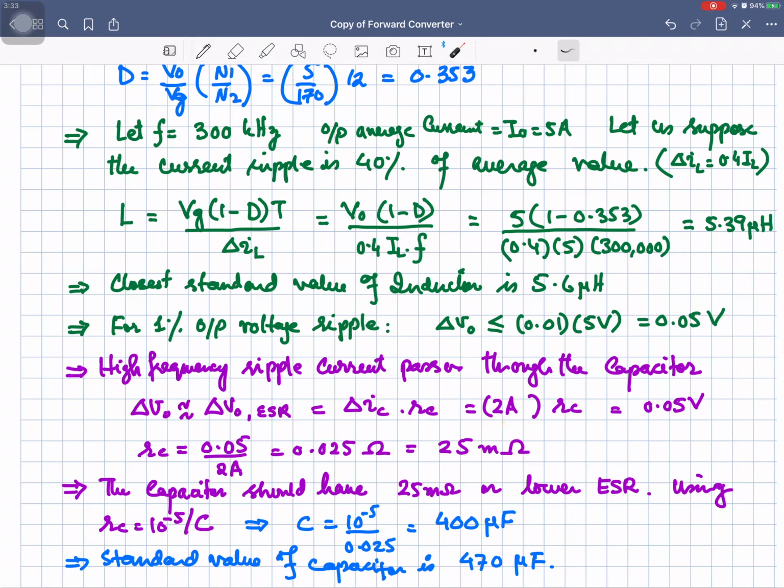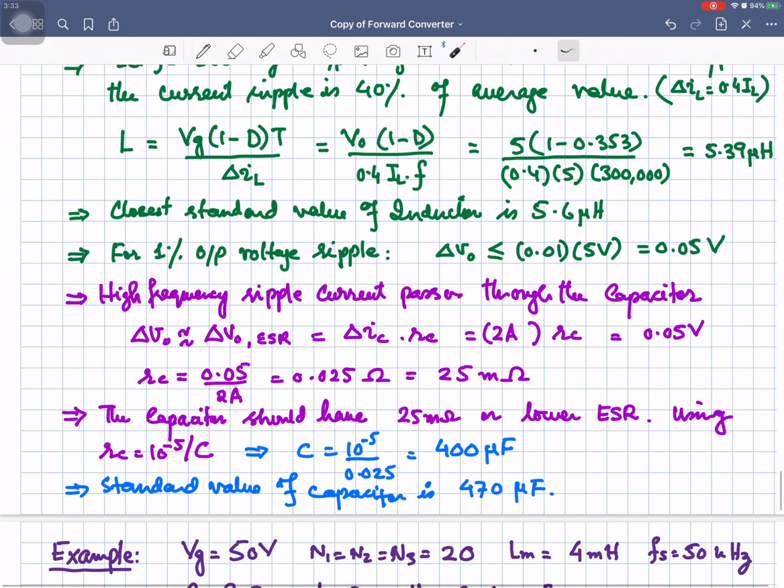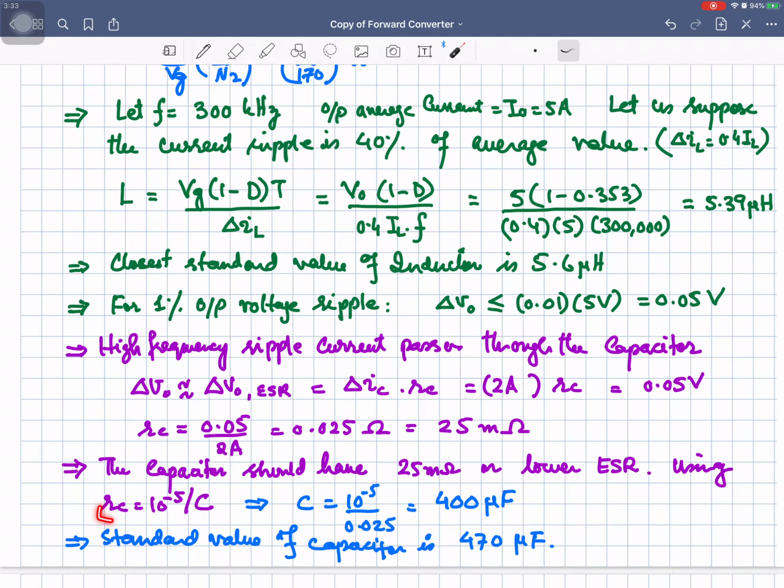So this current into RC should be equal to 0.05 volt. From here we can find out RC, that is equal to 0.025 ohm or 25 milli ohm. So the capacitor should have 25 milli ohm or lower ESR. So using the given RC, that is 10 raised to the power minus 5 per unit of the capacitance, C can be calculated as 10 raised to the power minus 5 divided by RC. That comes out to be 400 microfarad. The closest standard value is 470 microfarad, so we should use that capacitor.